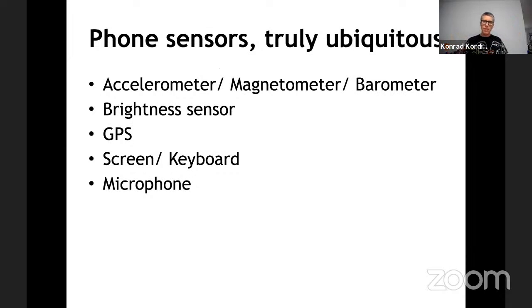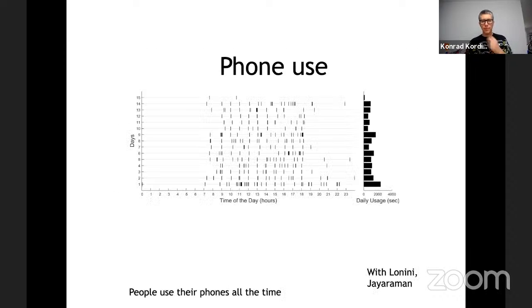So what are the sensors? We have accelerometer, magnetometer, barometer, brightness sensors, GPS, the screen, the keyboard, the microphone, and so on and so forth. More recently, we're interested in, say, the text that people type on their phones. So let's see a bit how that looks.